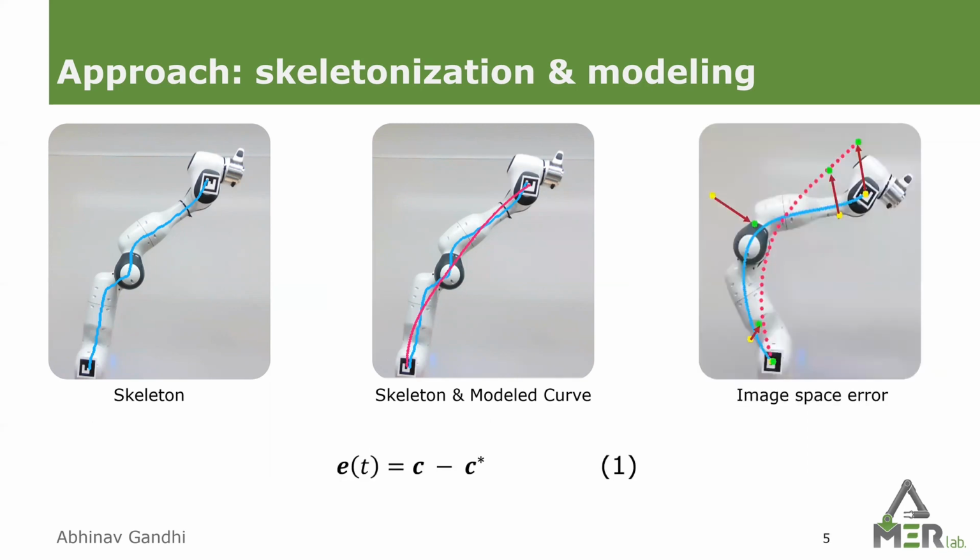Control points of the modeled curve are used to define the image error between the current and desired configurations of the robot, as shown in equation 1. This image error is then used in our visual servoing scheme.